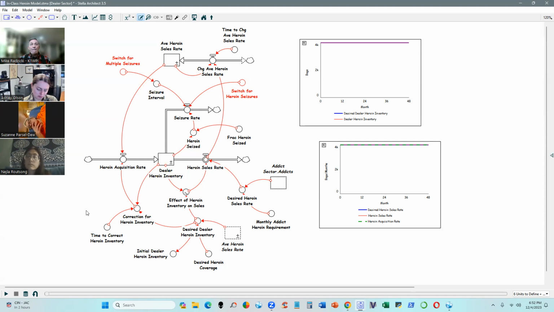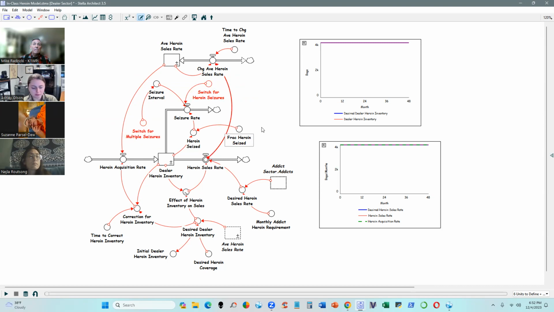The other question that I have is, when we're trying to determine the fraction of heroin seized, wouldn't that fraction be based on the total amount of heroin that we estimated is in a geographic location? Or how do you determine what the whole is when you're talking about fraction heroin seized?